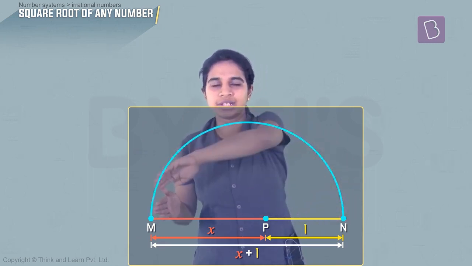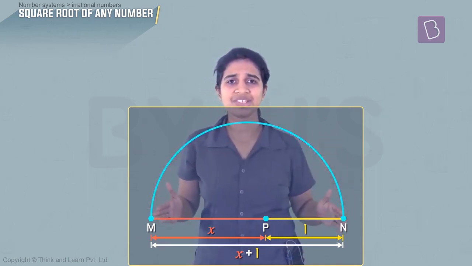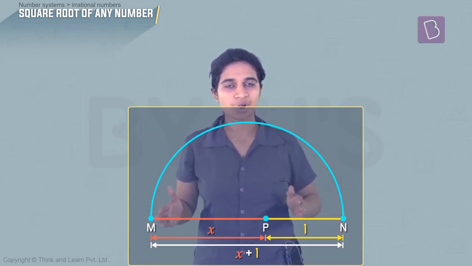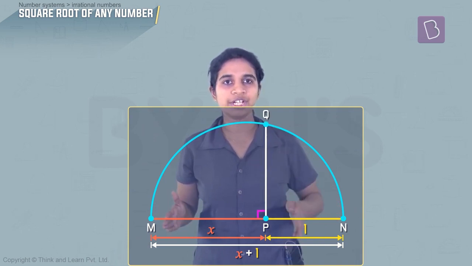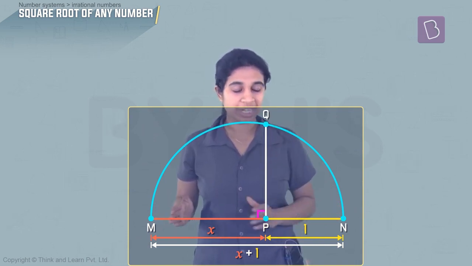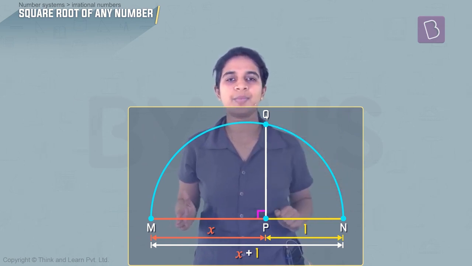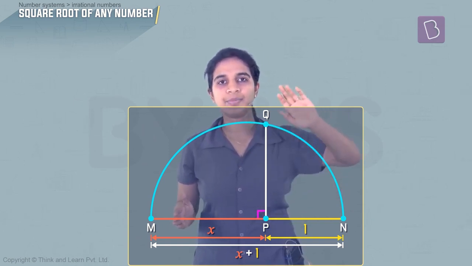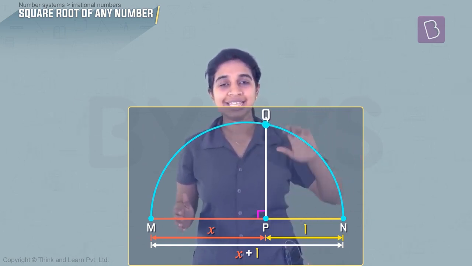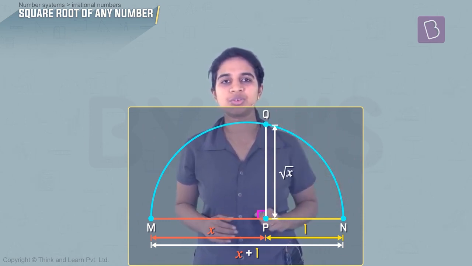So take x and then add 1 unit. So the total length you now have is x plus 1. Now with this x plus 1 as diameter, draw a semicircle. So we have a semicircle with x plus 1 as the diameter. Now draw a perpendicular line from the point of intersection, where x finishes and 1 starts, until the point where it touches the circle. The length of this line is going to be root x.